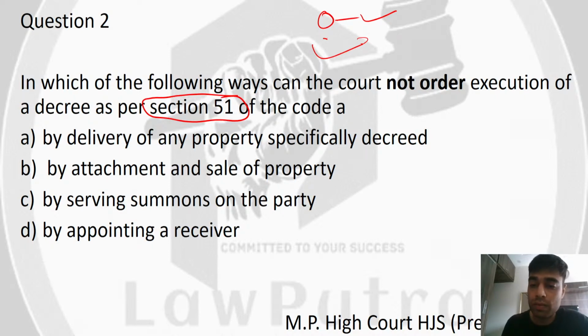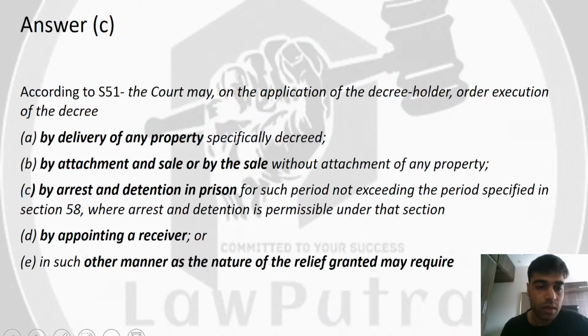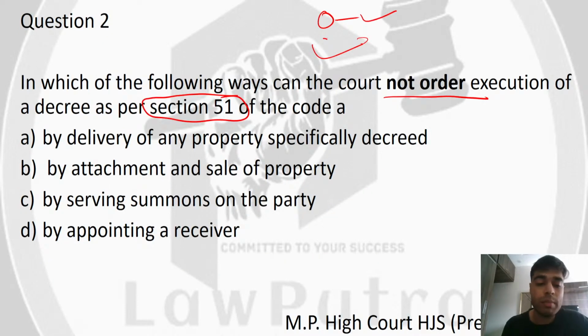This question asks which of the following the court cannot adopt to order execution of a decree. So the options are: by delivery of any property specifically decreed, by attachment and sale of property, by serving of summons on the party, by appointing a receiver. So the answer for it is C, which is by serving summons on the party.